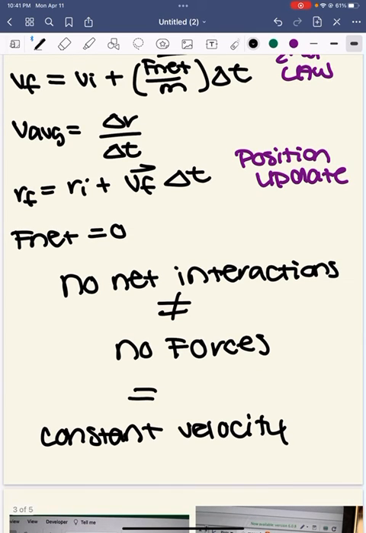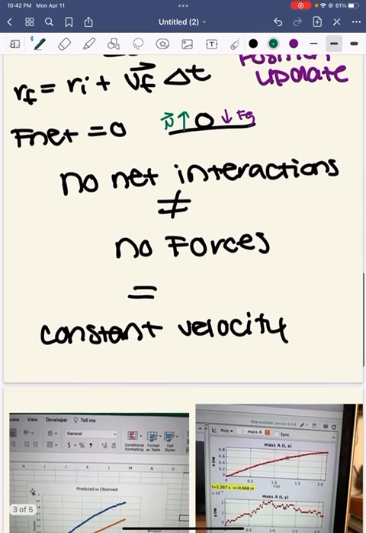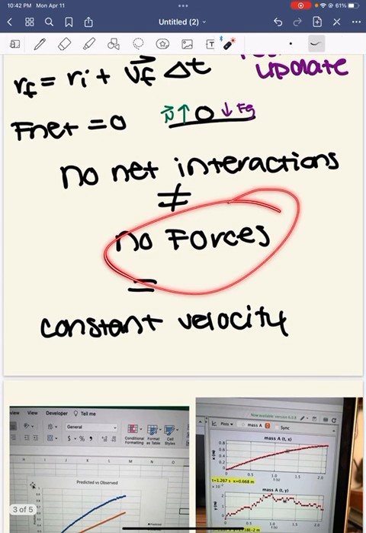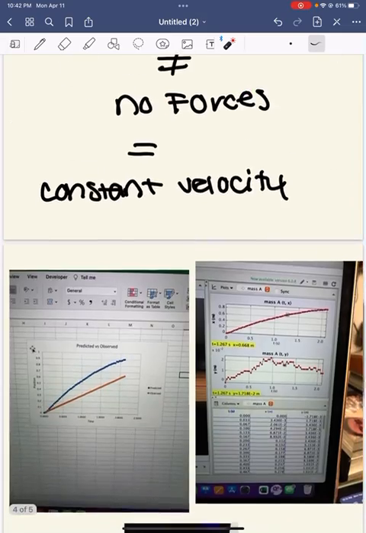And so if we're looking at the table and the ball is here, we have gravity pointing down and the contact force, or the normal force, pointing up. There are no net interactions, which equals no forces, which therefore in turn equals constant velocity.